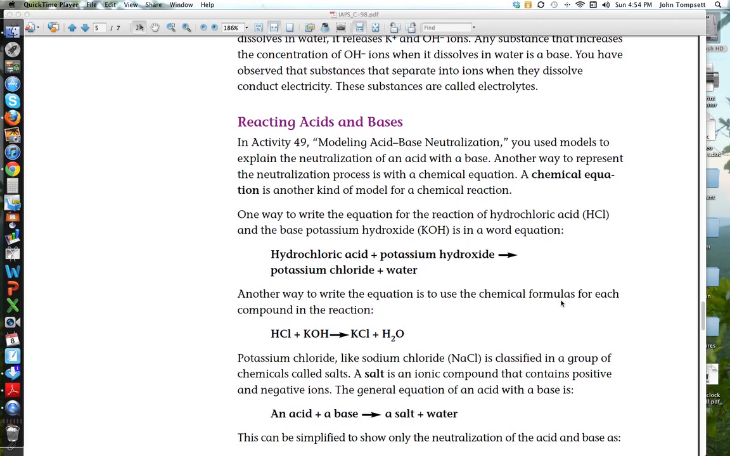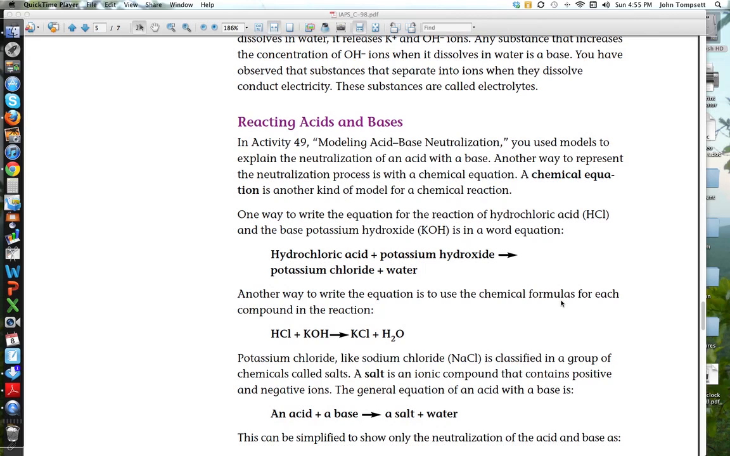A chemical equation is another kind of model for a chemical reaction. One way to write the equation for the reaction of hydrochloric acid, HCl, and the base potassium hydroxide, KOH, is in a word equation. Hydrochloric acid plus potassium hydroxide will yield potassium chloride plus water. In reality, that should be written in one line. Because the page was skinny, they had to put that down into a second line.